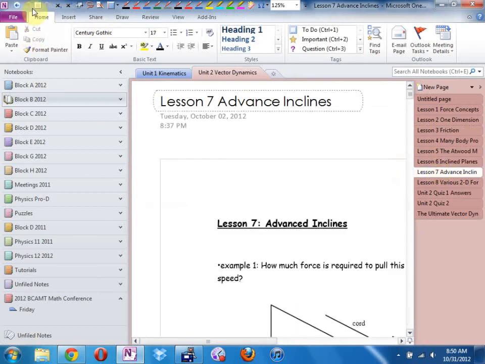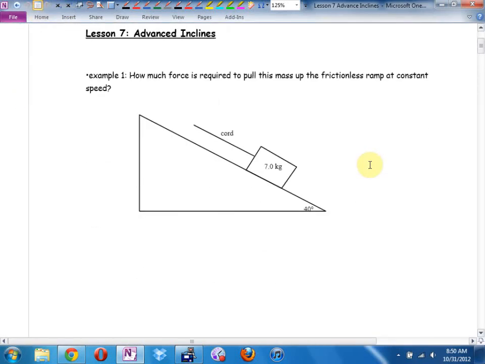Lesson 7, advanced inclines. So this is the next one I handed out. This would be the second handout that I gave you today. Now we're moving on to that. Well, you know, apparently you need it. You are so good to be his friend. All right. Let's kick it up a notch.